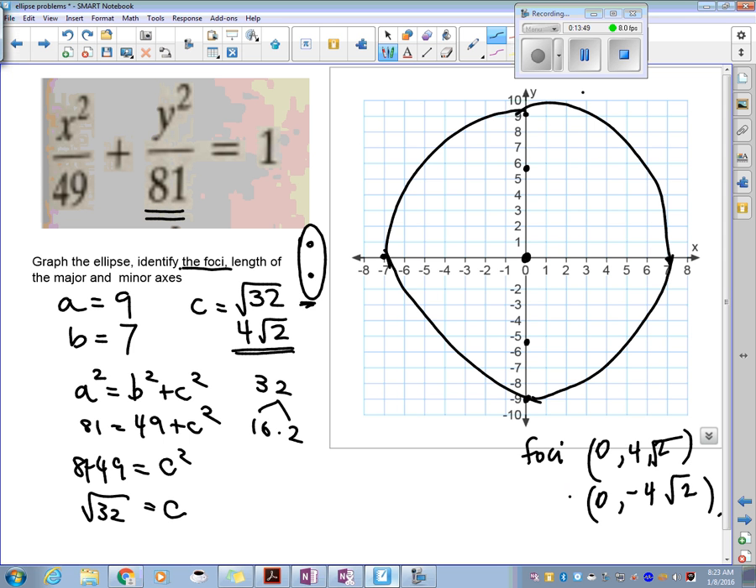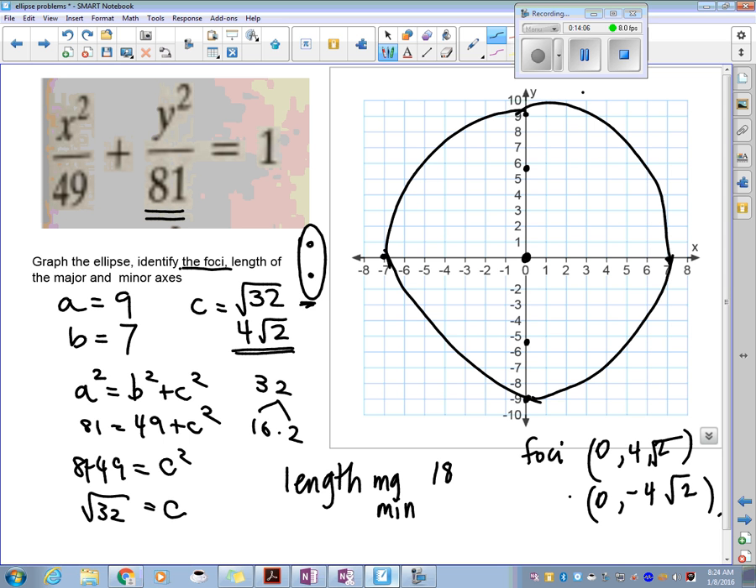Okay? Now, what else have we not answered? Let's go back to our question. Do we write down the length of the major and minor? Well, we said it. Do we write it down? What's the length of the major? 18. What's the length of the minor? 14.